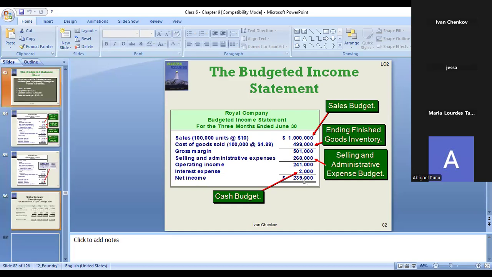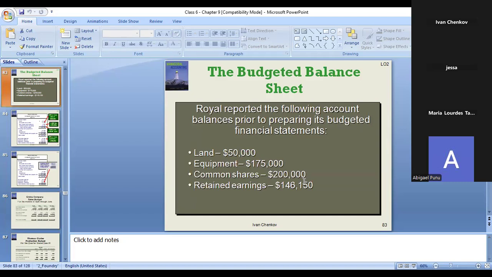Once we're done with the net income, the last thing that we have to prepare is the balance sheet. For the balance sheet, we're going to add a little bit more information for the property, plant, and equipment. How much is the land? How much is the equipment? Also, we're going to add the common shares, and we're going to see how much is the retained earnings at the beginning of the quarter. And then we're going to prepare that cash budget. Balance sheet budget.